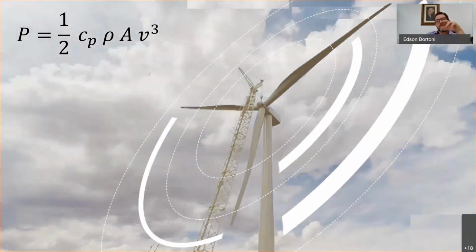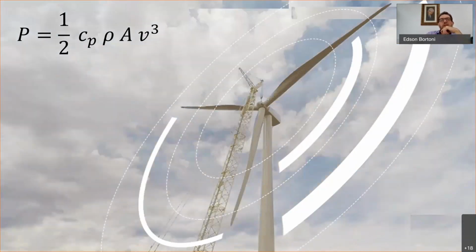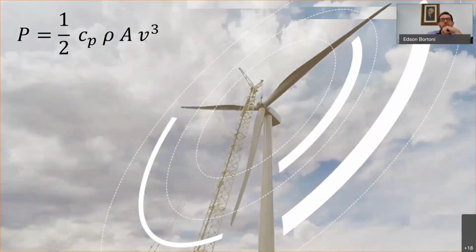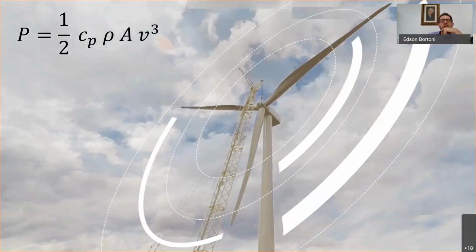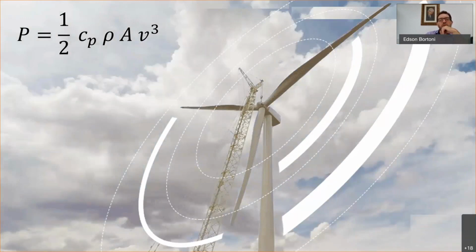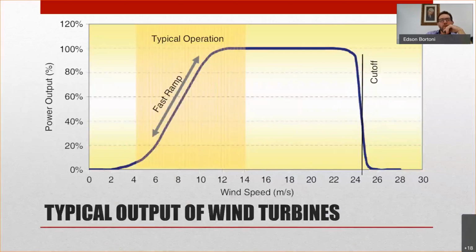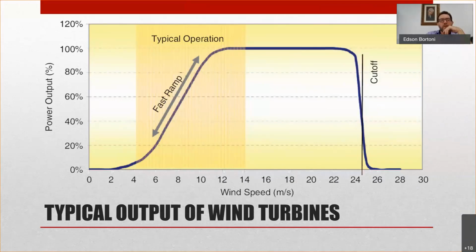by the rotor, and V is the wind speed, to the cubic power. So this is the equation. The wind generator works like that. Here we have a picture showing the power output against the wind speed.